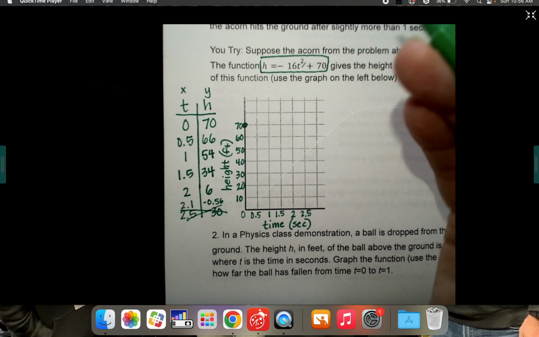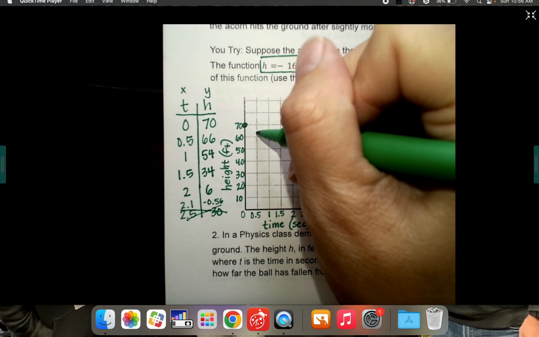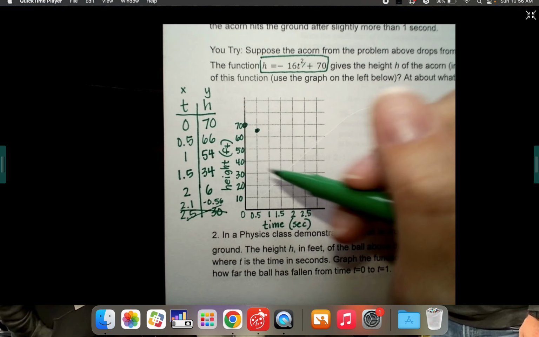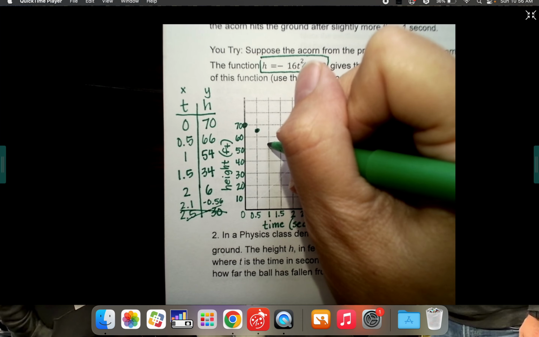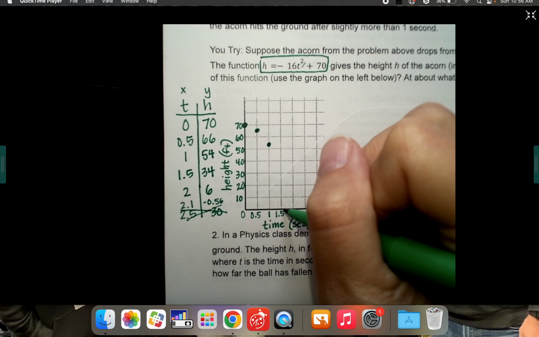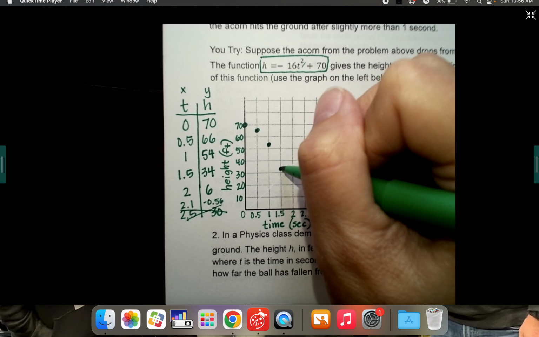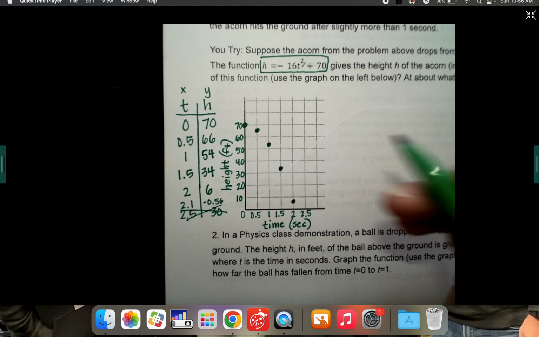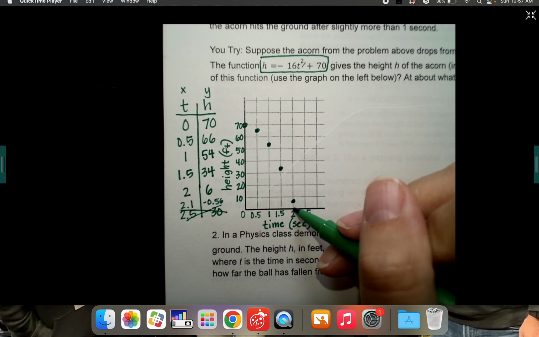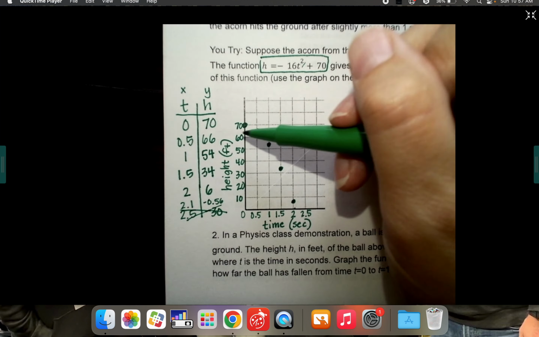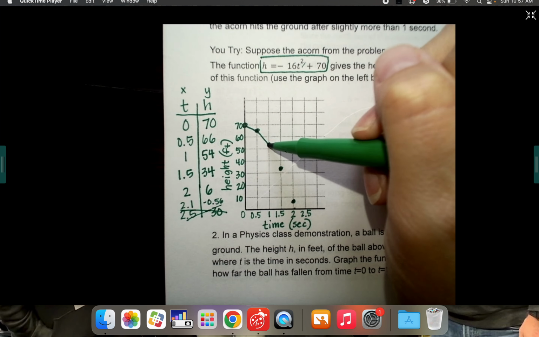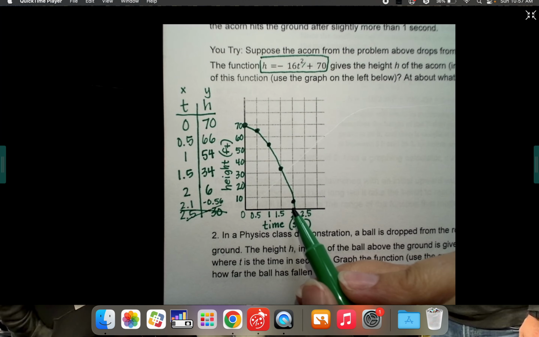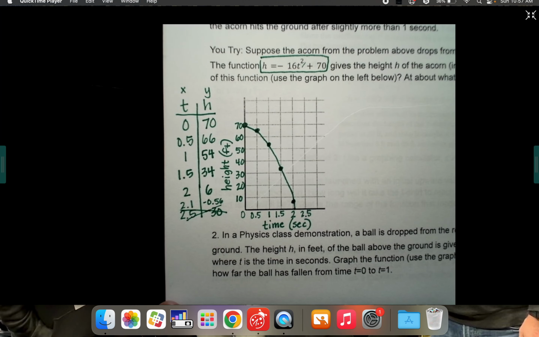So at 0.5, it was 66. At 1 second, it was 54 feet above the ground. At 1.5, it was 34. At 2, it was 6. And then at 2.1, it had already passed. So let's go ahead and make just basically the rest of this graph. And it's just going to hit at barely just past 2 seconds.